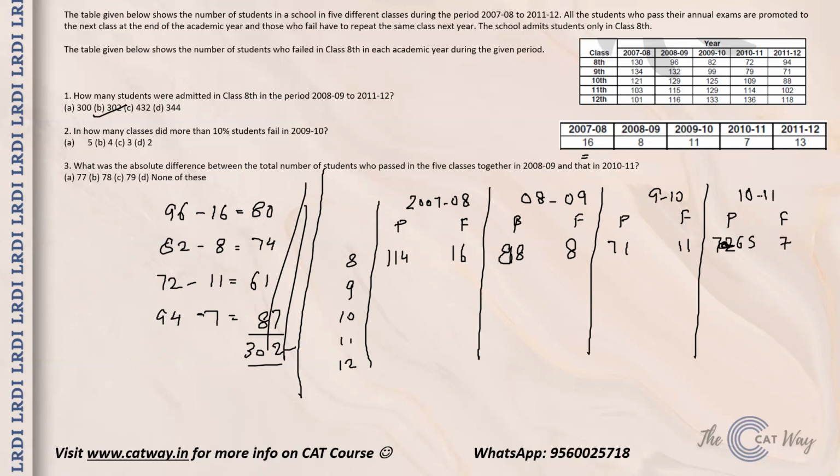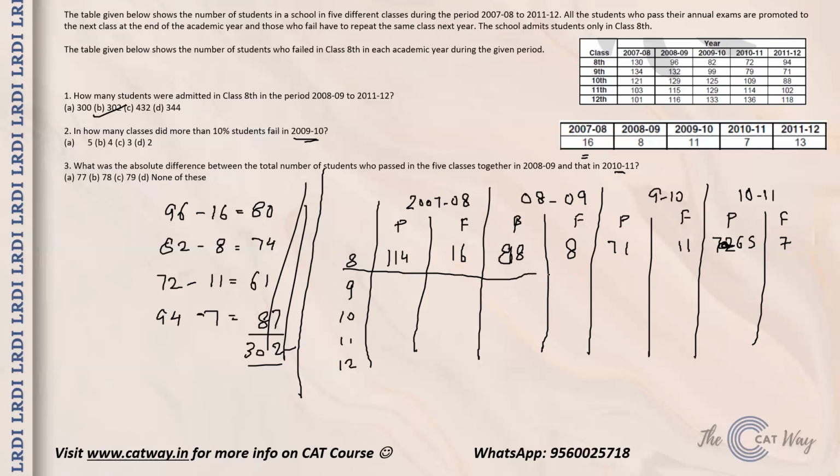Now, sorry, we are using the data only till 10-11 because this question talks about 9-10 and this question talks about 10-11. So you do not need the data for 11 and 12. Okay, chalo, let's make this division as well between pass and fail. Chalo boss, now see what is going to happen.